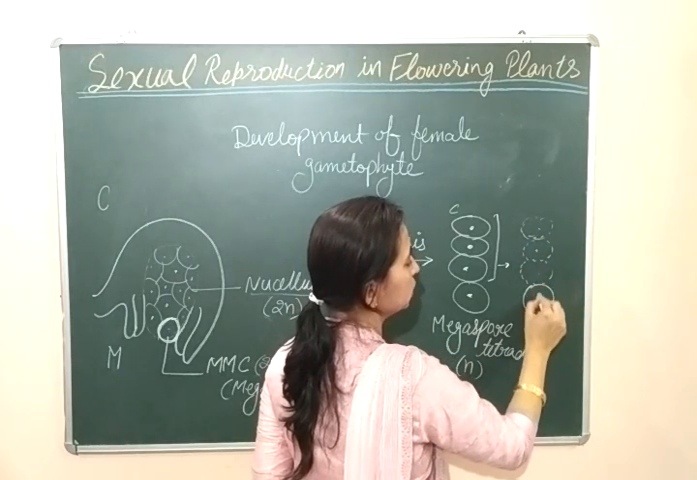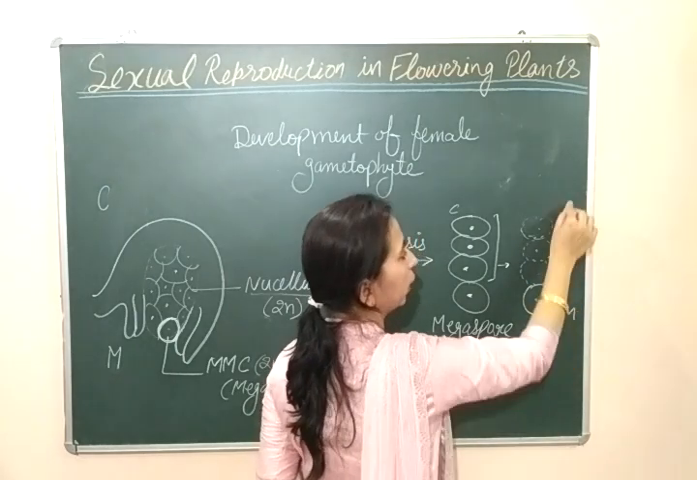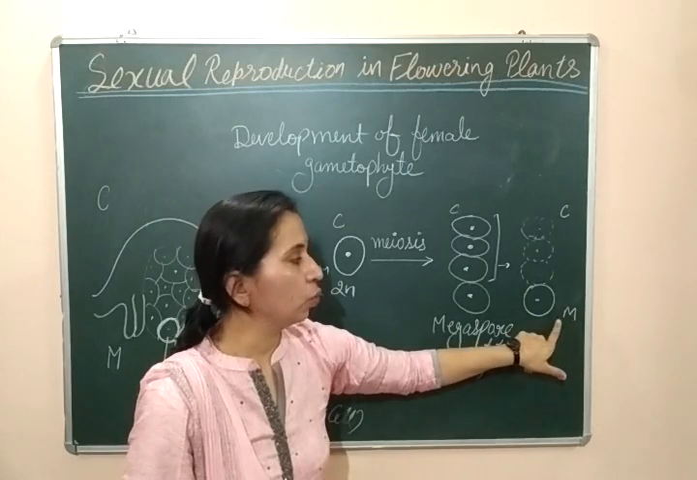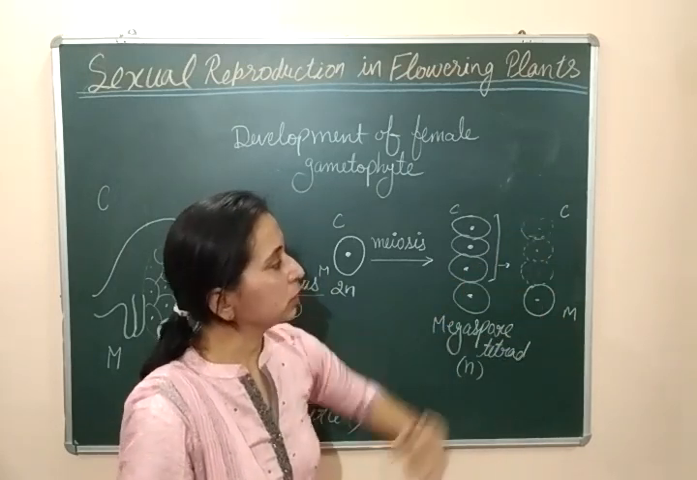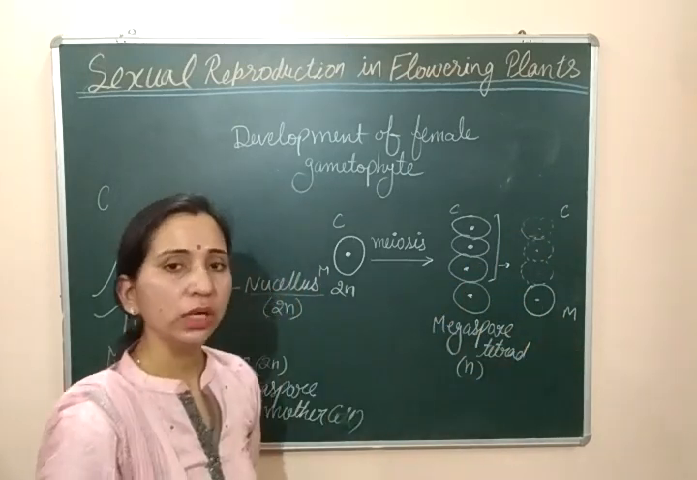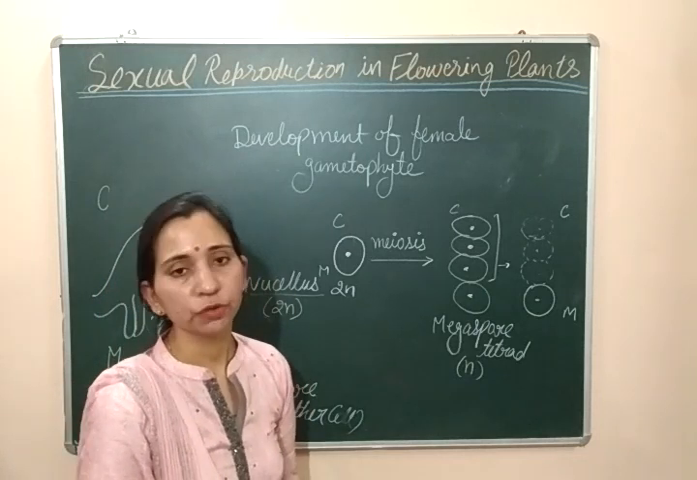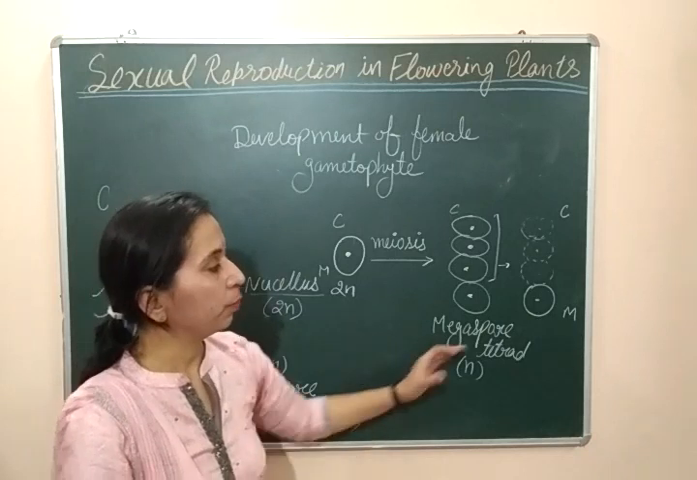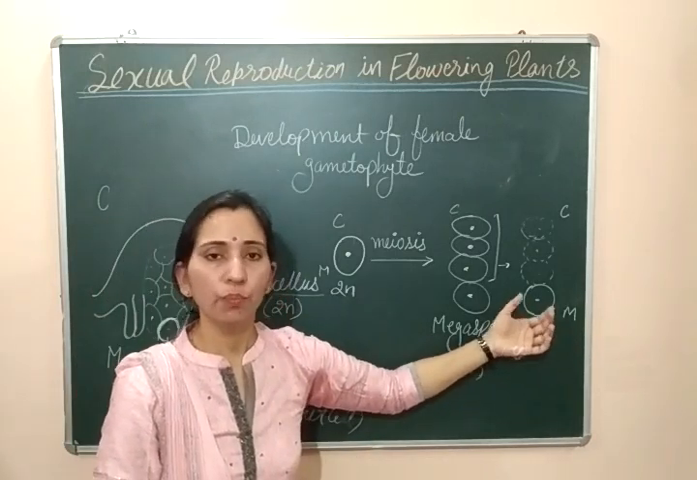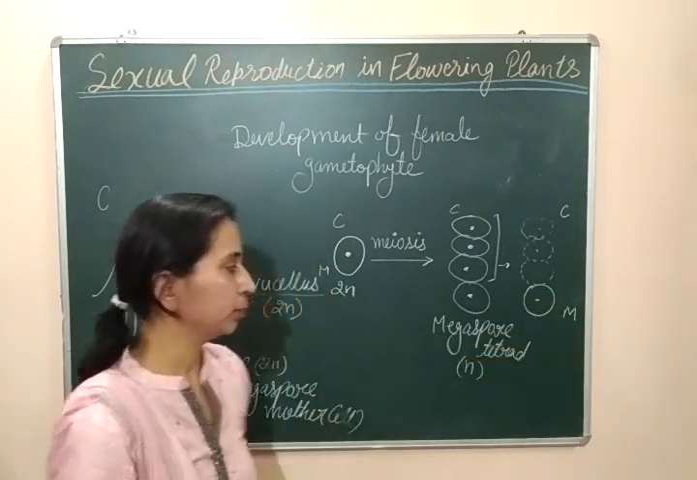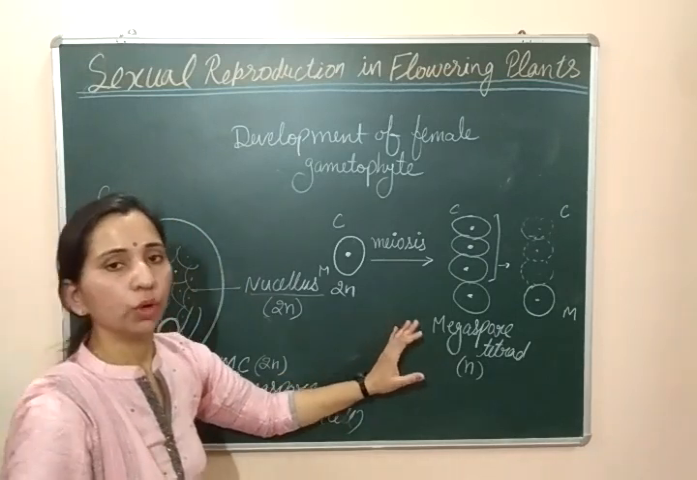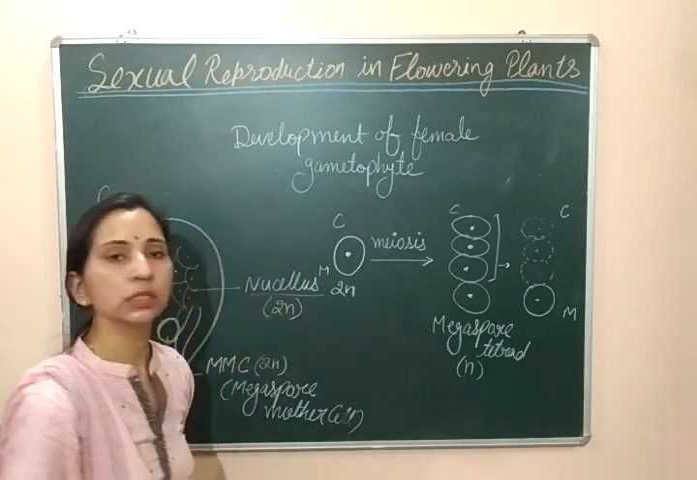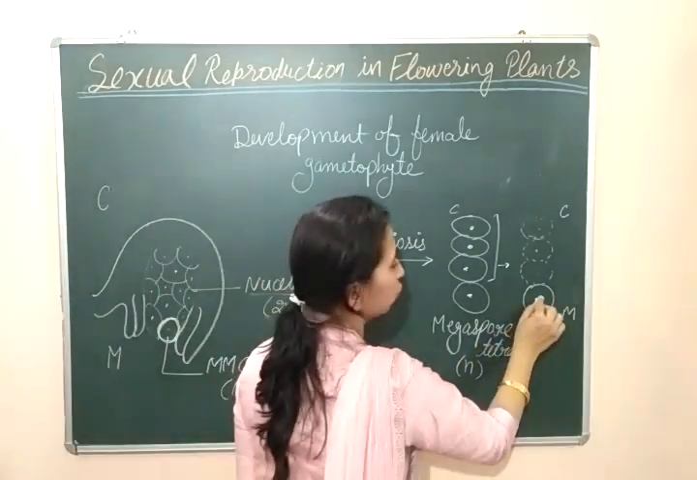And this is the one cell which is towards the micropylar end. It will survive. These three cells get degenerate. Only one megaspore will take part in the further development of the female gametophyte. That type of development of the female gametophyte is known as monosporic development, because only one megaspore will take part in the female gametophyte development.